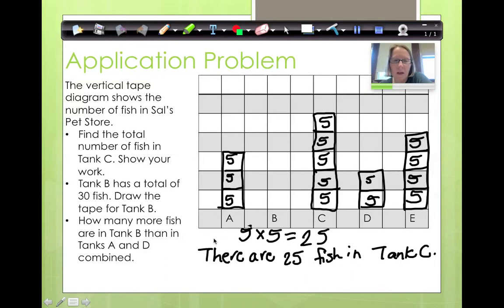Good. Now, tank B has a total of 30 fish. Draw the tape for tank B. Now, we know each piece of tape is worth 5 fish. So, 30 divided by 5 is 6. So, I need 6 pieces of tape. 1, 2, 3, 4, 5, 6. Label it.